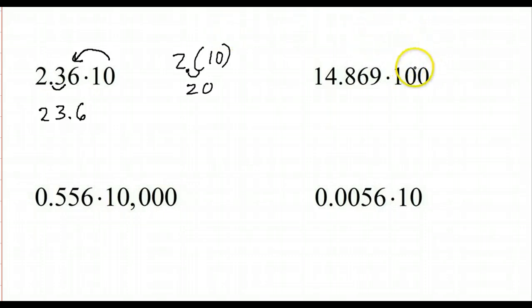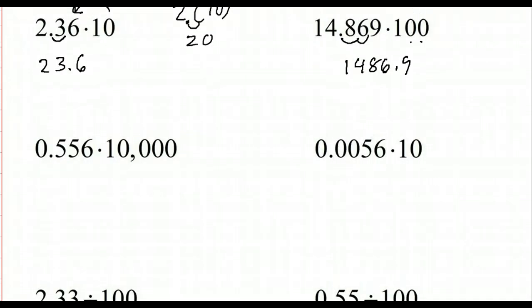So, here, how many zeros? 2. So we take and we move the decimal over to 1, 2. And we get 1486.9. 1,486 and 9/10. Alright? Give it a shot for these two.